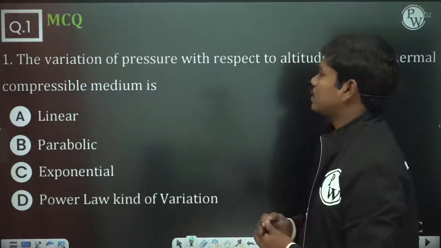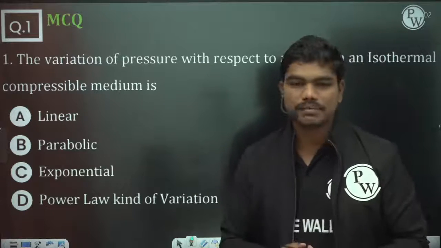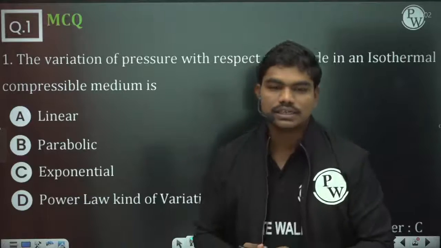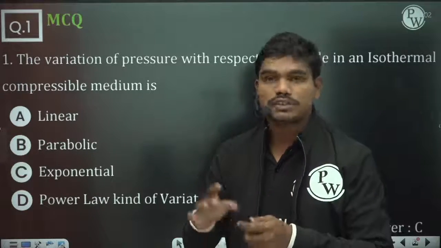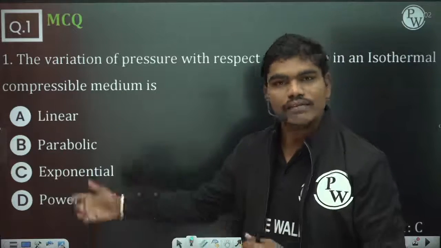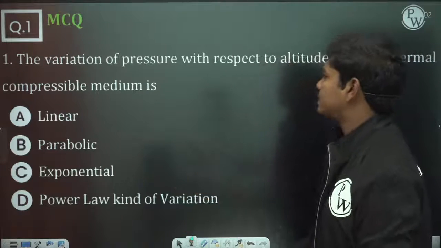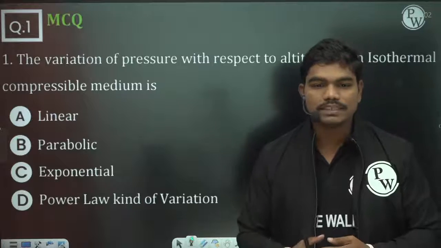First question: the variation of pressure with respect to altitude in an isothermal compressible medium is. Hi Amit, Nishad, good. The first one or two questions are easy and of course most repetitive kind of questions, so that you will have some basic idea. We have very good questions as well, like we solved in yesterday's class. Now let us see this. The variation of pressure with respect to altitude in an isothermal compressible medium is.